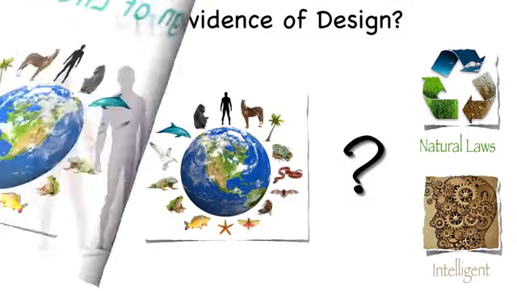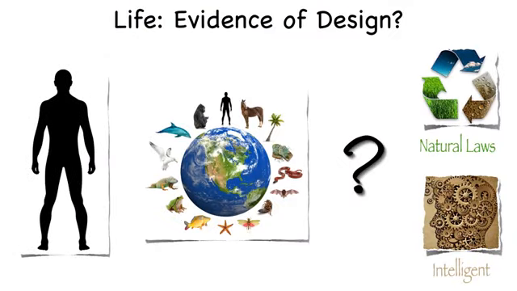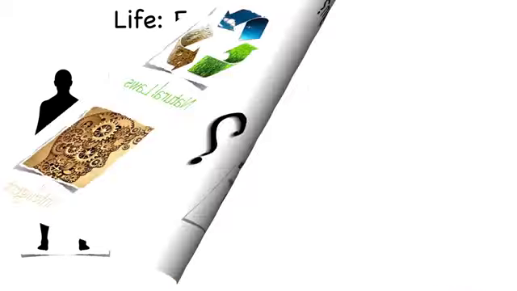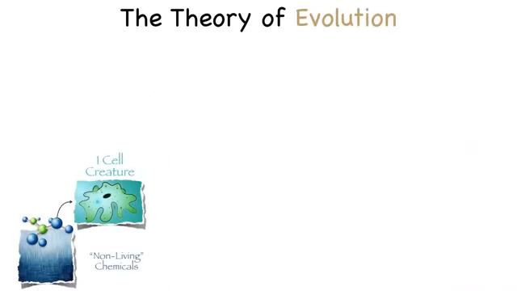As we do, we're going to ask ourselves, what caused life to begin on planet Earth? Was life caused by an intelligent being, or was life caused by nature and natural laws at work? Many today believe that all living things on our planet are the result of natural laws. This, of course, is the theory of evolution. Believers in this theory are often called Darwinists.